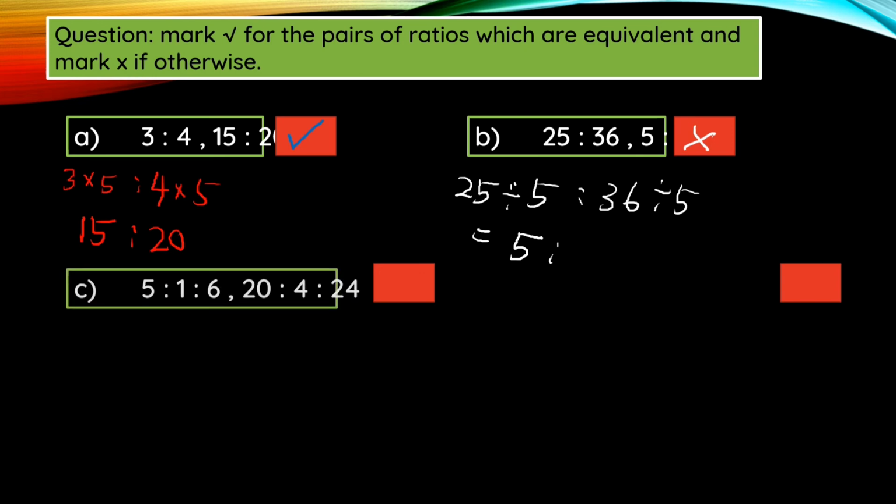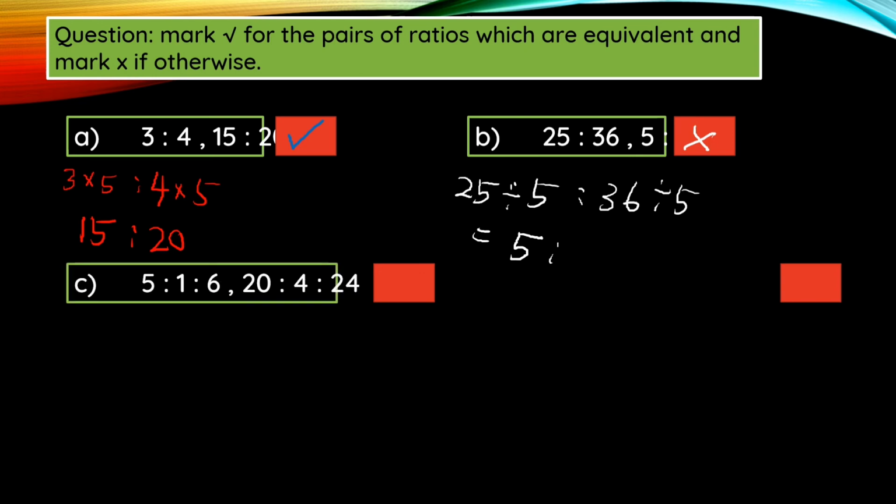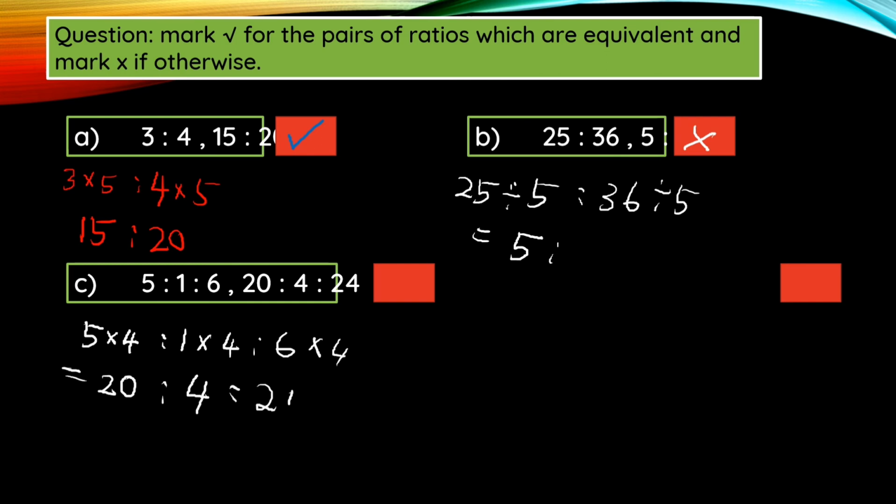Let's look at another one. 5 ratio 1 ratio 6. Is it equivalent to 20 ratio 4 ratio 24? We look at this. All are multiplied by 4. 1 multiplied by 4, 6 multiplied by 4. The answer will be 5 times 4, 20. 1 times 4, 4. 6 times 4, 24. So this is a correct one. This is equivalent.